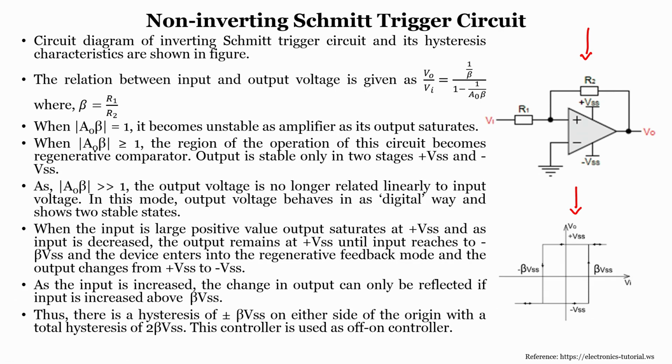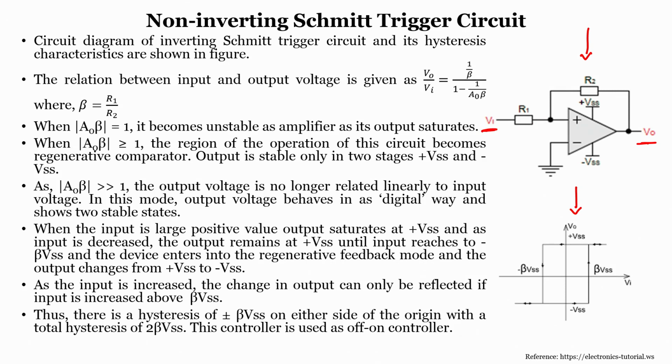So, if I want to find a relation between output voltage and input voltage, then it can be given by V O by V I equals 1 by beta divided by 1 minus 1 upon A O beta, where beta is nothing but R 1 by R 2.